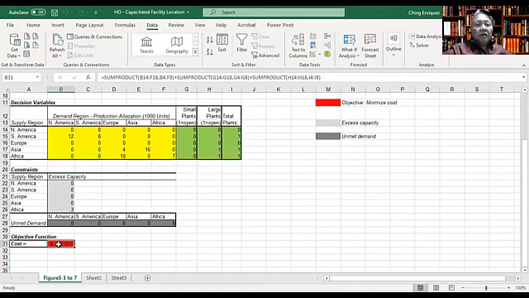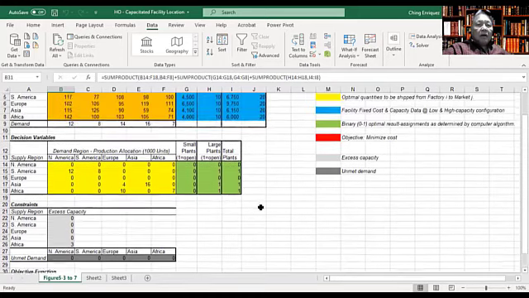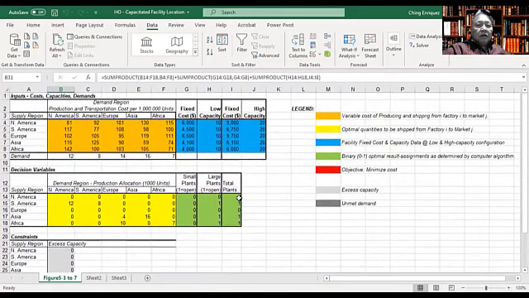Objective cost is the total of all variable costs that will be generated plus all the fixed costs. That's why the sumproduct, production cost. Initially, by the way, this is already the result of the solver run that I did. That's why there are already values. But initially, when I started this, all the values here are 0.